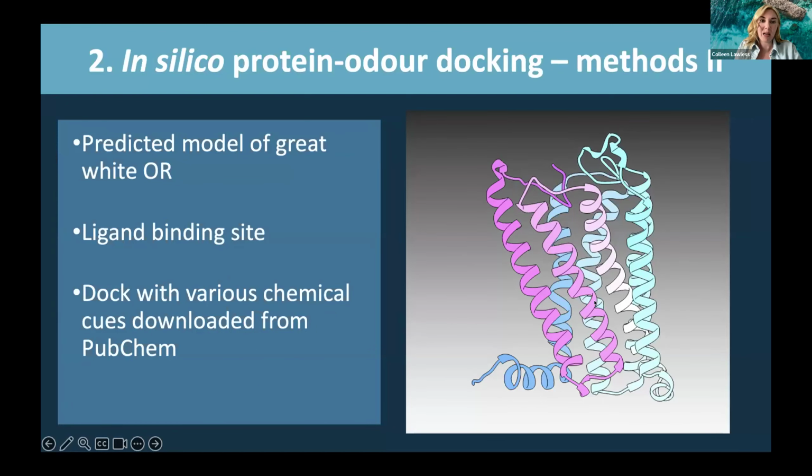So this is an example of the great white shark olfactory receptor, and this was predicted using I-TASSER. And what it also gives you is ligand binding sites. So we need this information if we want to investigate what chemical cues they can potentially smell.